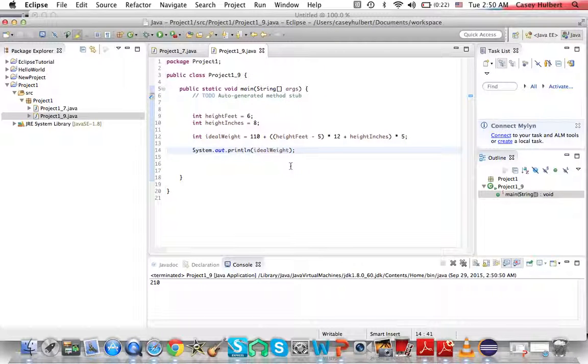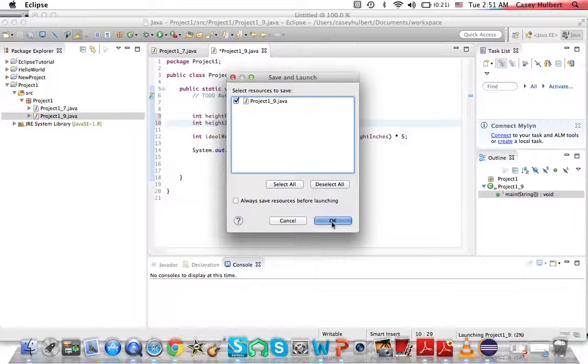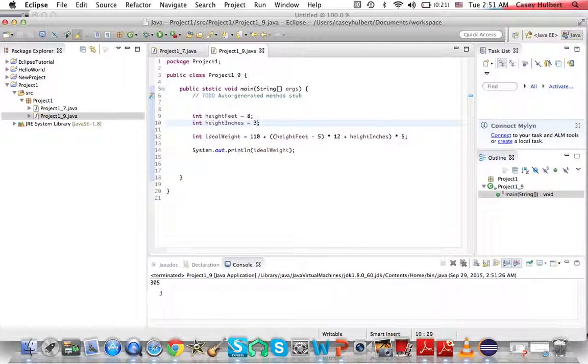So instead of always inputting different numbers in here, all you have to do to get your ideal body weight is put any size you want. So let's do one more example. Let's push 8 right there, like 8 foot tall. It could be a giant, 8'3". So the ideal weight for 8'3" would be 305 pounds.